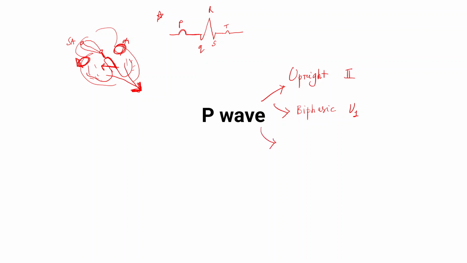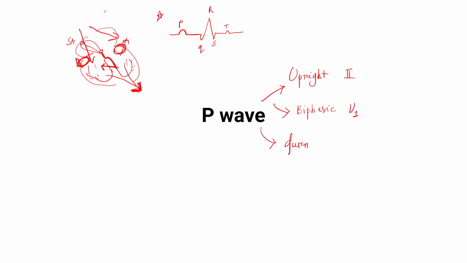Next thing is duration. I'll be telling you why it is biphasic in lead V1 and why it is upright in lead 2. Lead 2 will be upright because the P wave is atrial depolarization. Atrial depolarization happens like this in the right atrium. In the left atrium, the depolarization will be like this. So it is in line with lead 2.